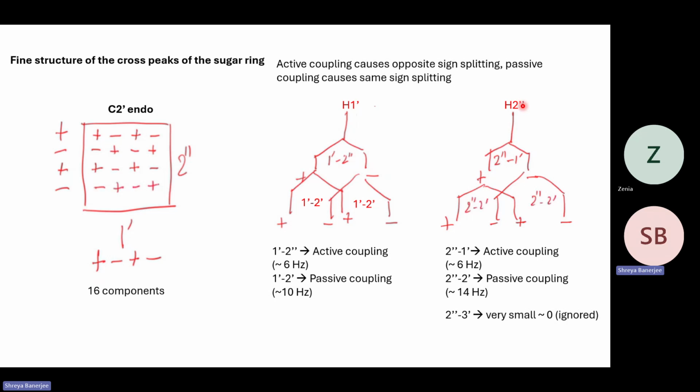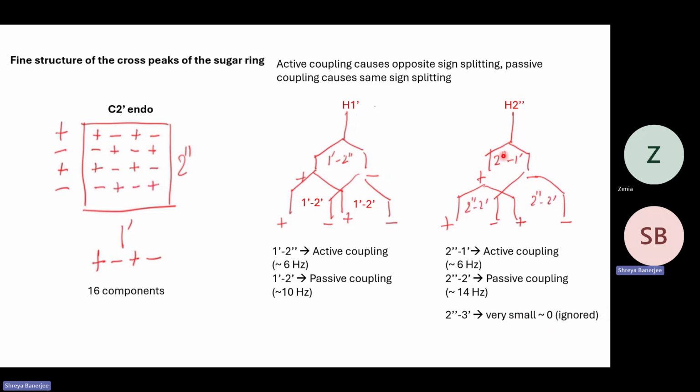Now 2 prime, it will first be split by 1 prime, that is the active coupling, so the signs are different, it is getting split into plus and minus. Then 2 prime will be split by 2 double prime. This is passive coupling, so plus remains as plus and minus remains as minus. Now 2 double prime should also be split by 3 prime, but it is very small, so we ignore this. J values are hardly 1 to 2 hertz, so there is no splitting here.